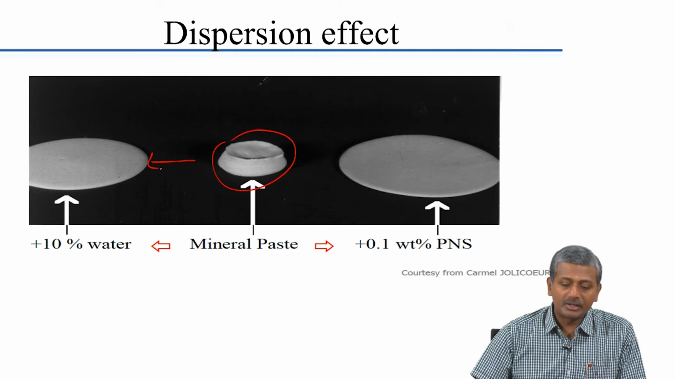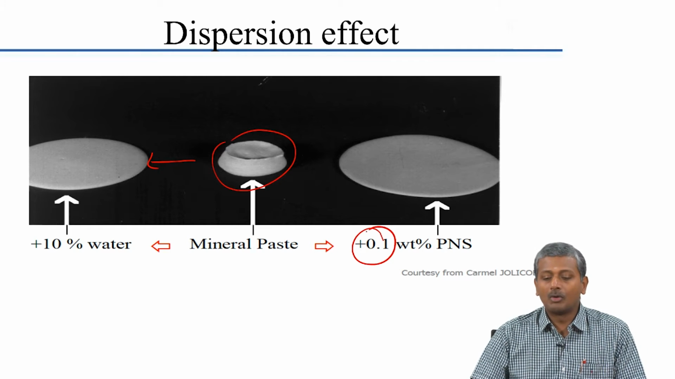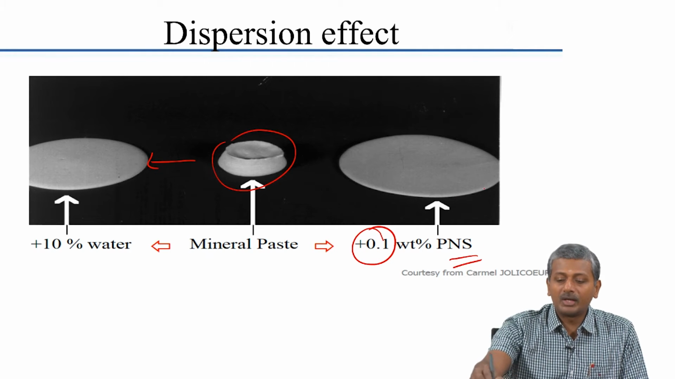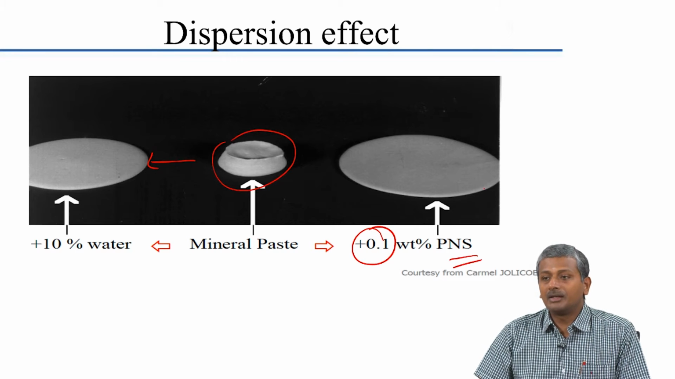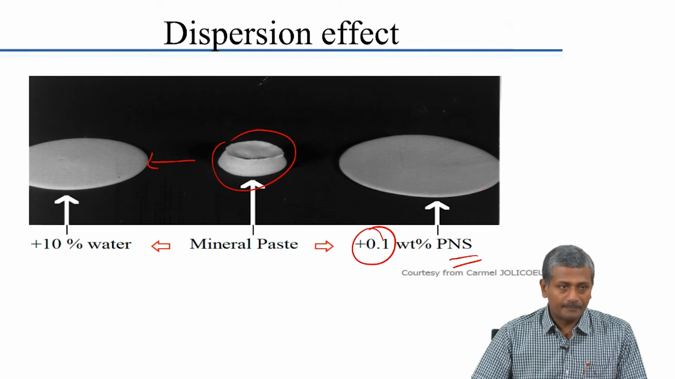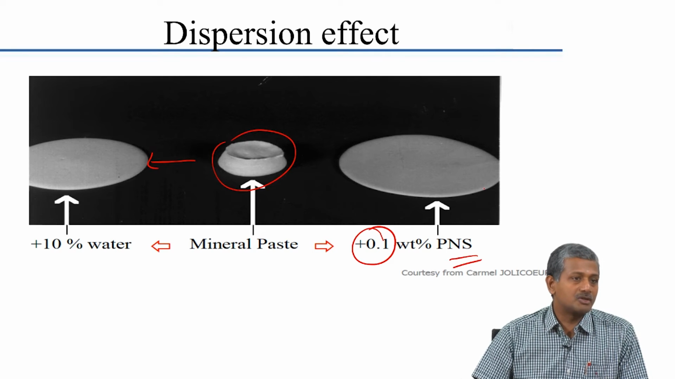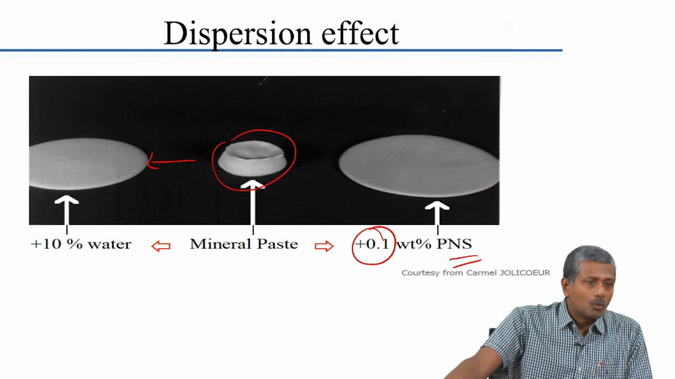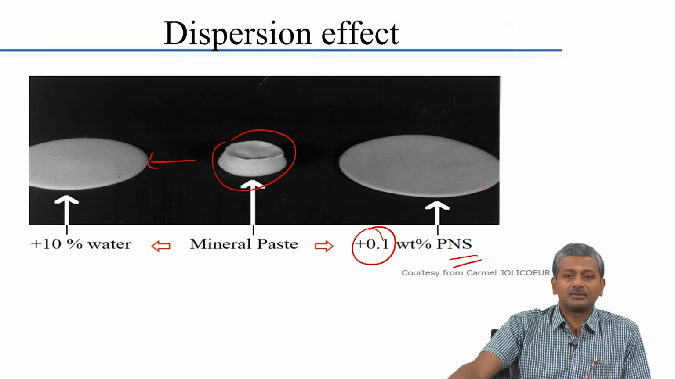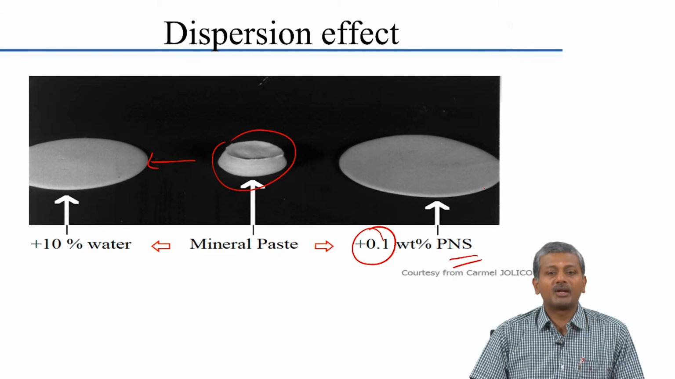But instead of that additional 10% water, if you simply add a small amount of this polynaphthalene sulfonate, you end up getting the same sort of workability as you would have got with additional water. So that tells you the dispersion effect of the plasticizer. So what is happening in this system? Why is dispersion happening?